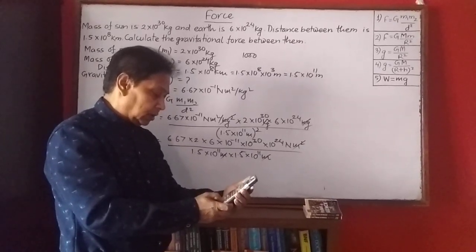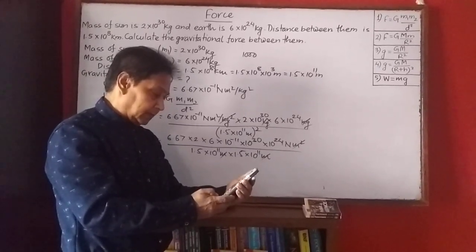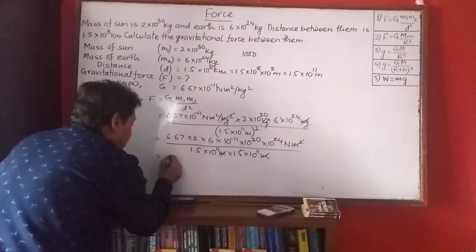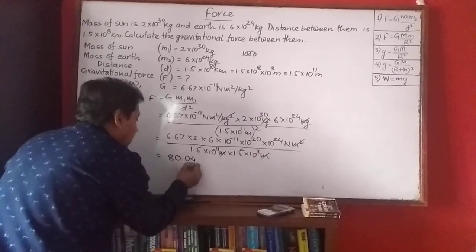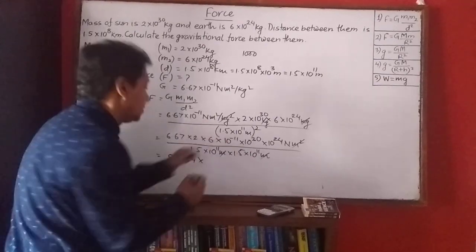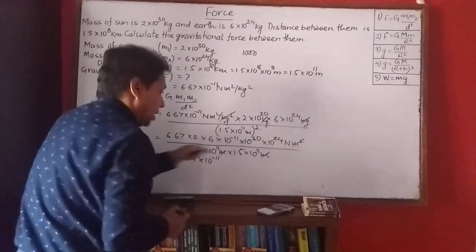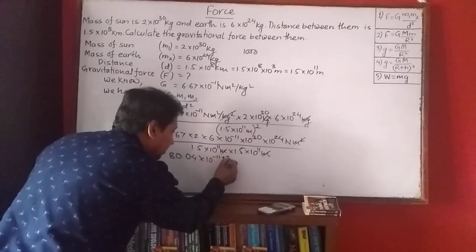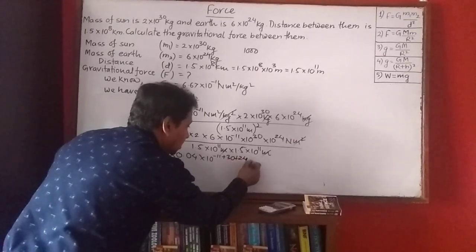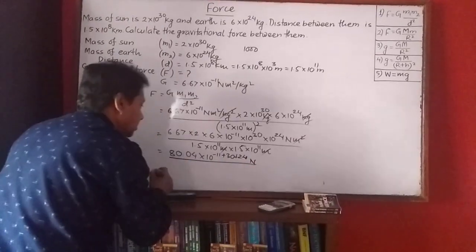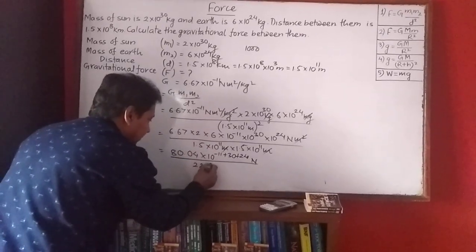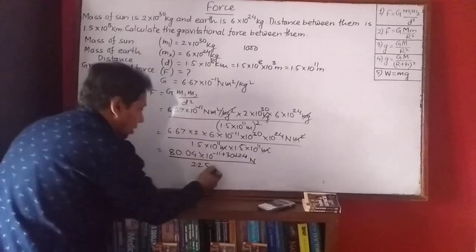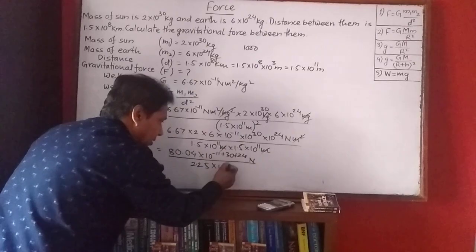6.67 into 2 into 6. This is equal to 80.04. This is equal to 80.04 into 10 to the power minus 11, and with the same base we are going to add the powers: minus 11 plus 30 plus 24, Newton. And in the denominator, what is left? 15 into 15 is 225. After the decimal point, there are 2 digits. That's why I am taking the decimal point here. There are 2 digits, into 10 to the power 11 plus 11.